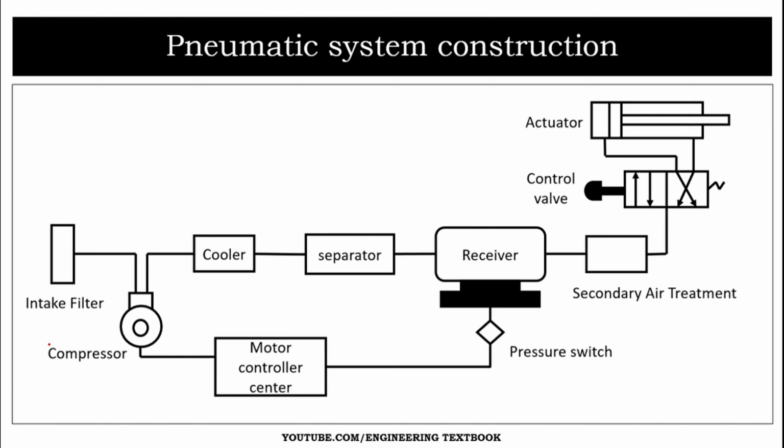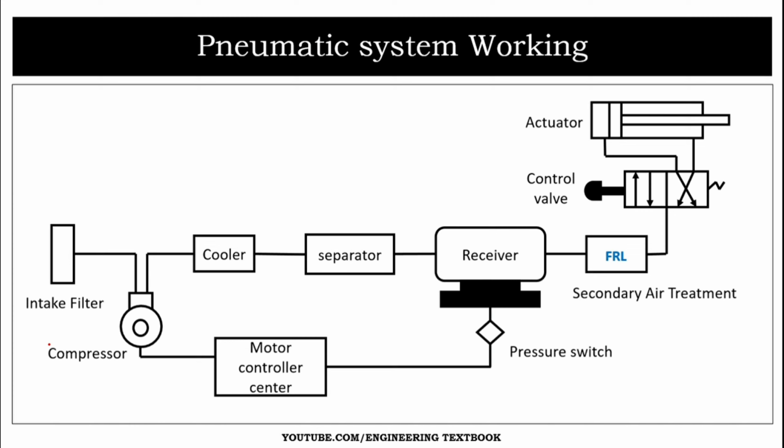Actuator. In a pneumatic system, the actuator is an essential part, and the main function of this actuator is to use the compressed air energy, which is also called pressure energy, and change it into mechanical energy. So we can get the final output from the air actuator. Now let's see the working of the system.